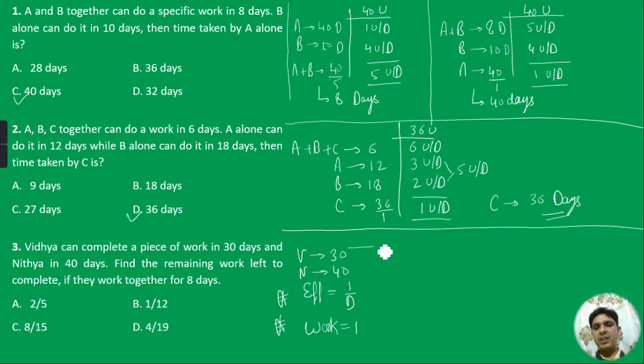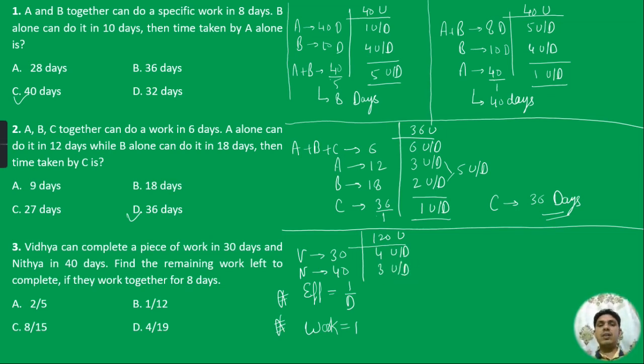First of all, find the number of days taken by A and B together, V and N together. So if we take the LCM, it will be 120 units. 1 day work of Vidya will be 120 divided by 30, that is 4 units per day. 1 day work of Nitya will be 120 divided by 40, that is 3 units per day.